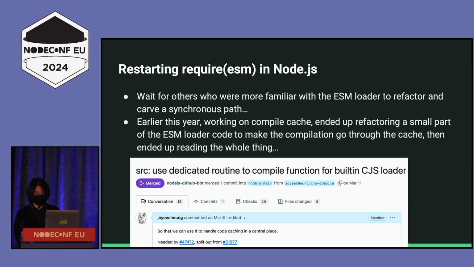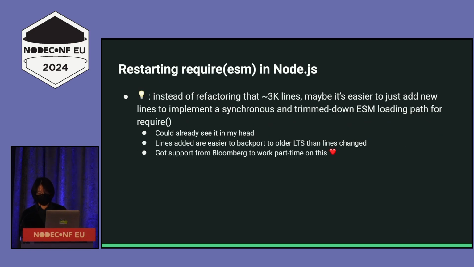But then earlier this year, I was working on the compile cache. Then I ended up refactoring a smaller part of the ESM loader. And then I couldn't help but read a bit more about the whole thing. And then I realized maybe instead of refactoring that 3,000 lines, it would be easier to just write a new synchronous and strained ESM loading path for require. I could already see it in my head, and I knew lines added would be easier to backport than lines changed. So that felt pretty promising. I also asked Bloomberg for support to work on this, and they said yes, thanks. So I started working.